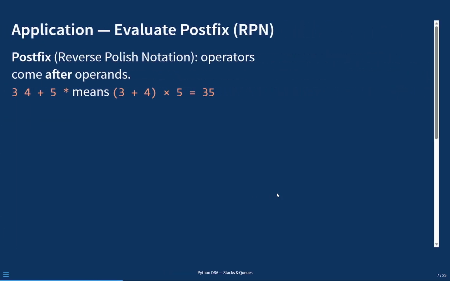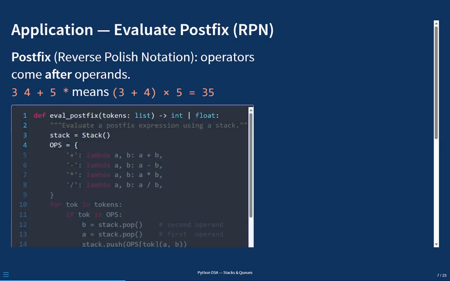Next, postfix notation, also called reverse Polish notation, places operators after their operands instead of between them. So instead of writing 3 plus 4 times 5 with parentheses to handle precedence, you write 3, 4, plus 5, multiply, and precedence is implicit in the ordering. No parentheses needed. Calculators and compilers use this internally because it's trivially evaluated with a stack.